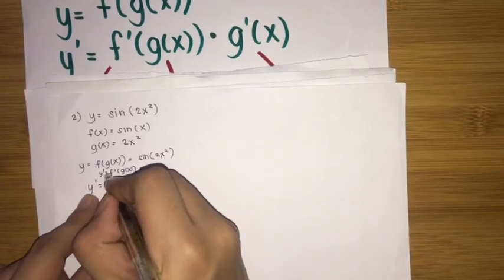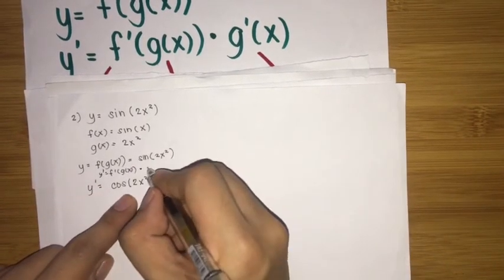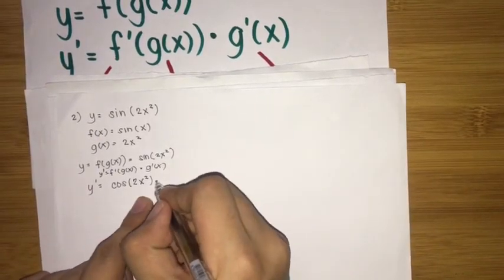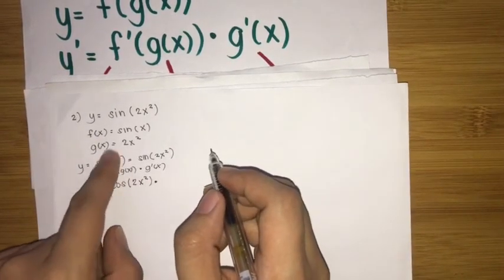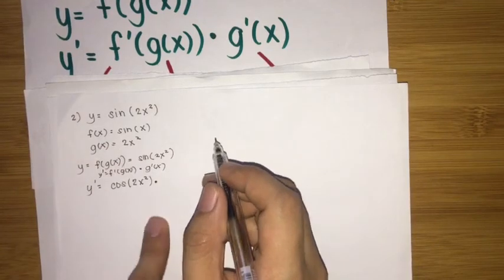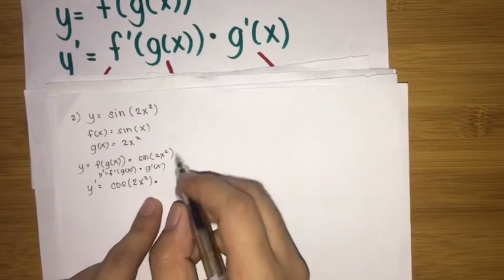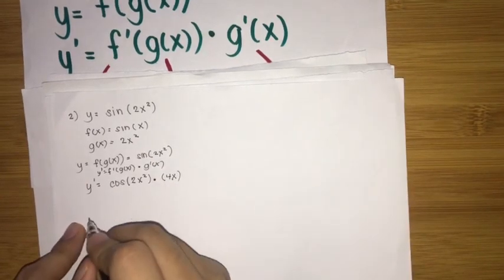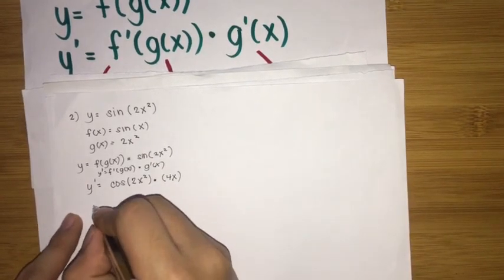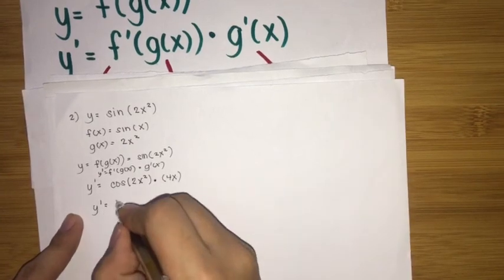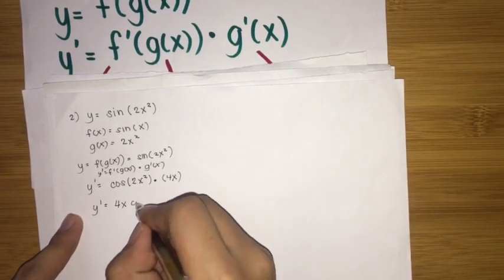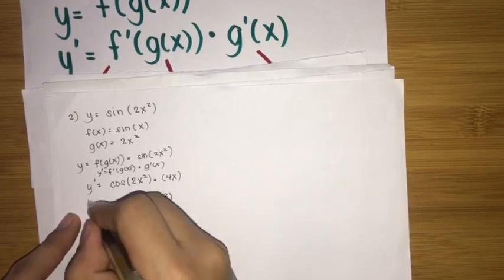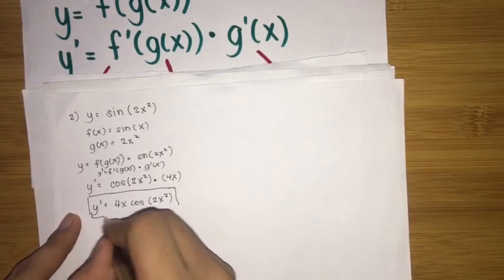So, y prime will be times g prime of x. Yan. So, g prime of x na lang. Looking at this function, g of x equals 2x squared, derivative niya, using power formula again, ay 4x. So, yan na. Rearrange na lang natin. So, y prime will be 4x times cosine of 2x squared. Yan.